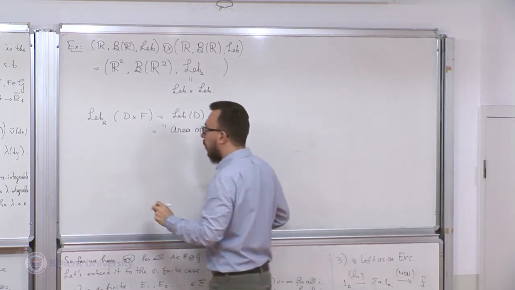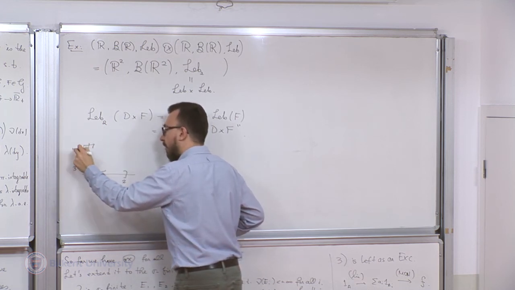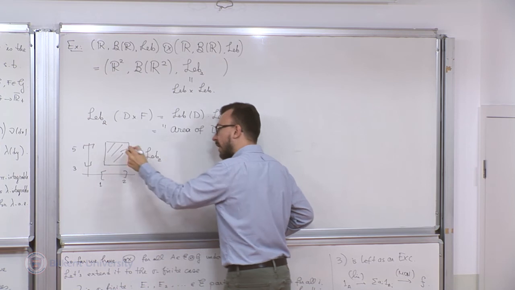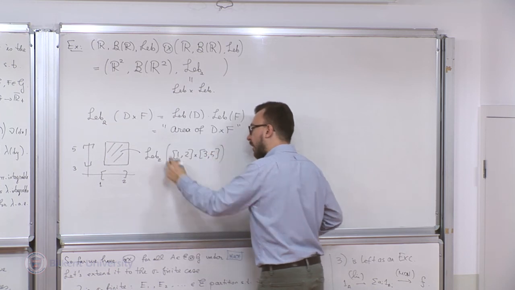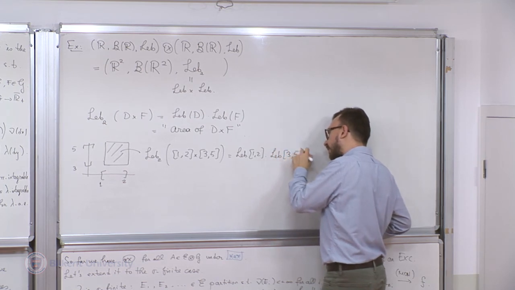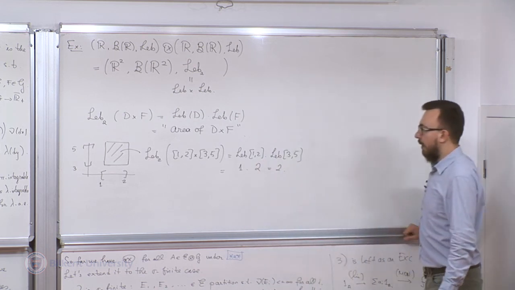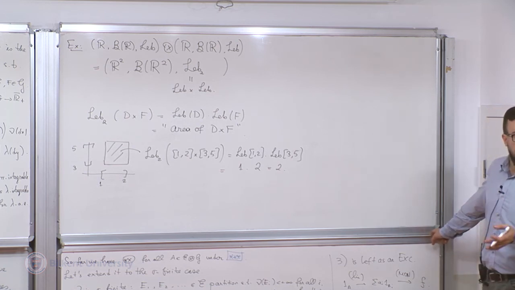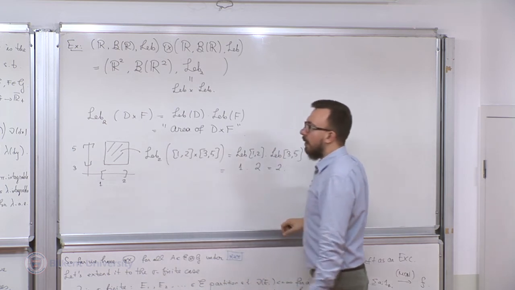Right? So if you have 1 to 2 and 3 to 5, this is your measurable rectangle. So Lebesgue 2, let's call it, so this is 1, 2 cross 3, 5. It is what? Lebesgue measure of 1, 2 times Lebesgue measure of 3, 5, which is 2 minus 1 times 5 minus 3, 2. It's the area of this rectangle. And it is defined not only for rectangles, but also any Borel subset of R2.